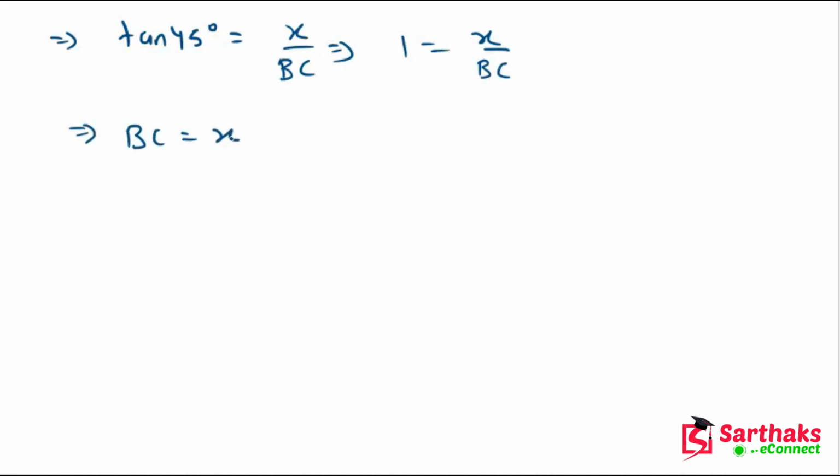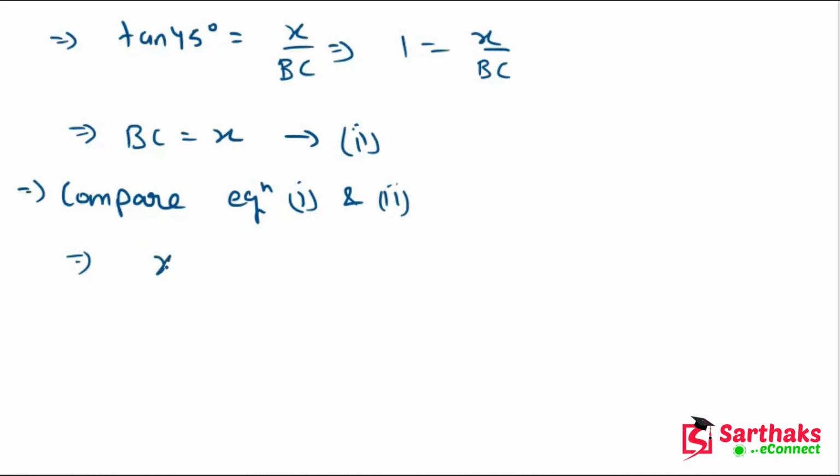Now we are applying tan 45 degree, which is equal to x upon BC. Now the value of tan 45 is 1, which is equal to x upon BC. Now we have BC equals x. This is equation second. Now compare equation 1 and second.